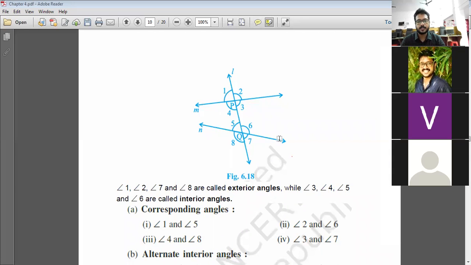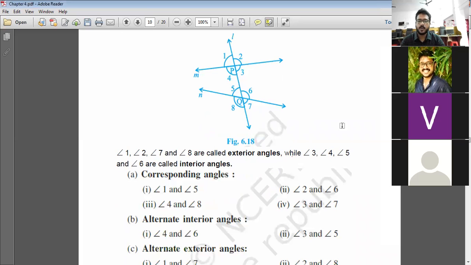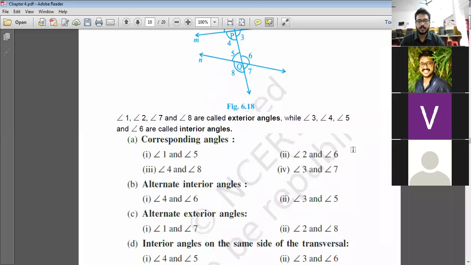And then what are alternate interior angles? 4 and 6, 3 and 5 are alternate interior angles. Alternate exterior angles are 1 and 7, 2 and 8.